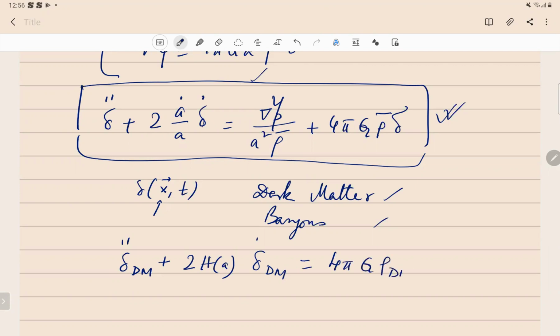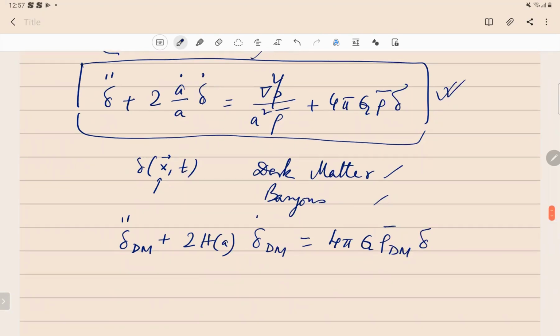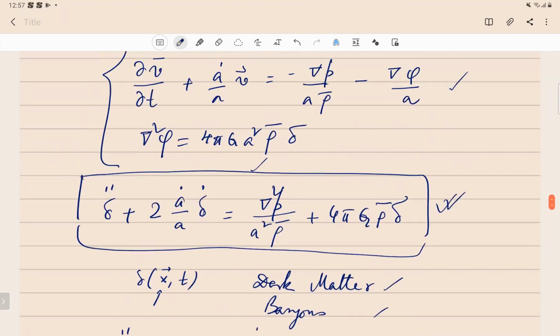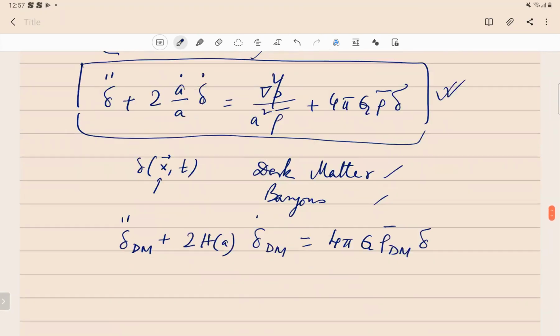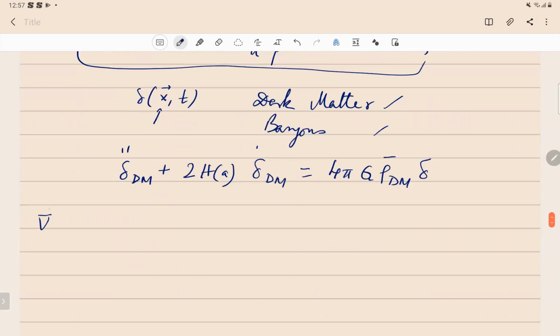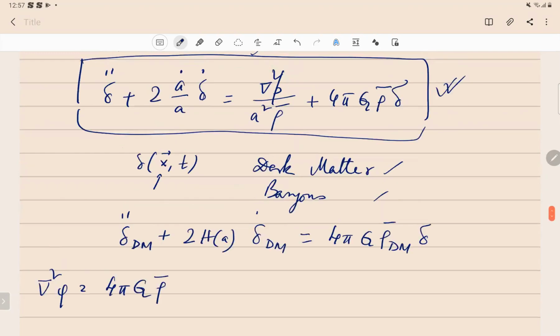Rho bar dark matter. However, you can write it for baryons, but there's one important thing you have to note here. If you look at the Poisson equation, del squared phi equals 4 pi G rho bar times delta.